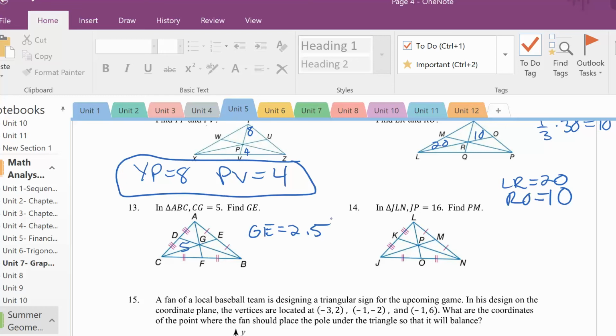So number 14, triangle JLN, JP is 16. So half of 16 is 8. So that means PM is 8. Right? Because the part that goes from the centroid to the vertex is 2/3 of the part that goes from the centroid to the midpoint.